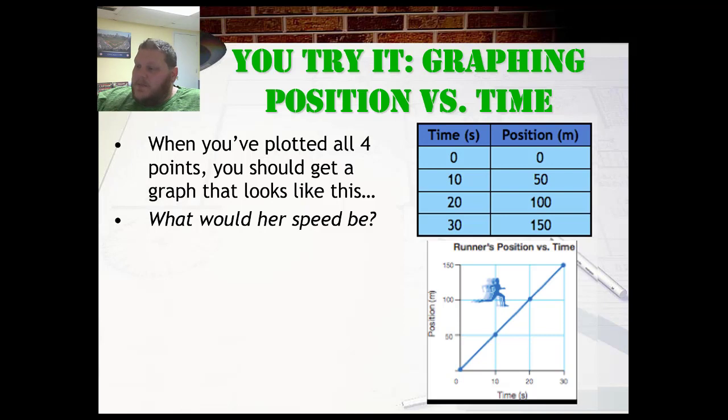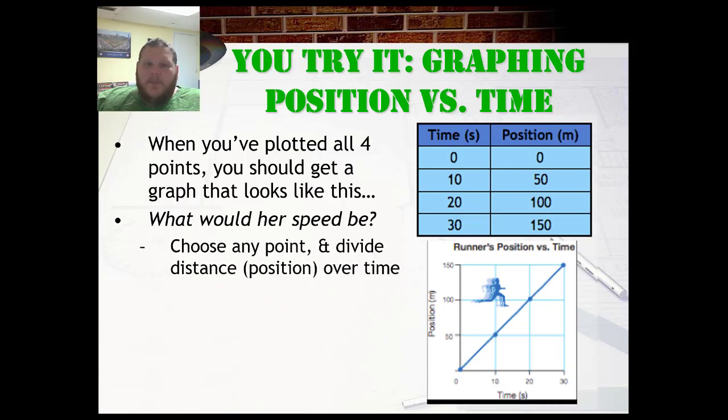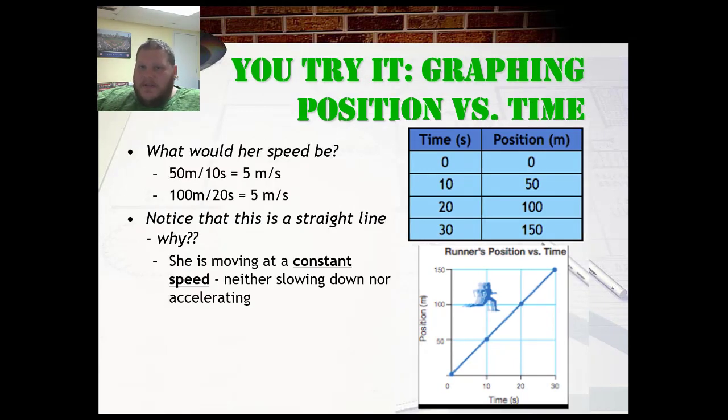To actually find her speed, we would choose any point and divide the distance by the time. Since here it is a constant speed, it's just a linear graph. No matter which point we chose, we could just divide distance by time, which is what we're doing here on this next slide. At 50 meters, it took her 10 seconds. That's 5 meters per second. At 100 meters, that took her 20 seconds, which reduces to 5 meters per second. That's showing that she has a constant speed. She's not slowing down or speeding up.